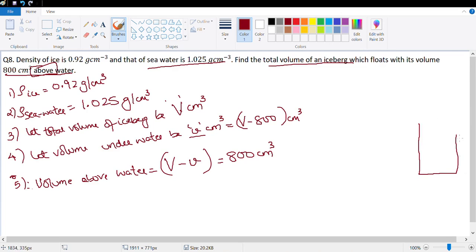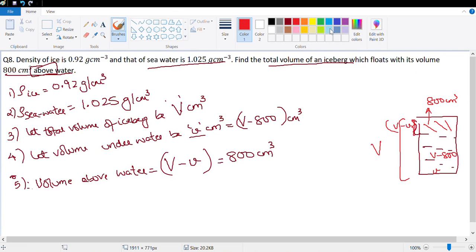In case you want to understand this with the help of a diagram, this volume here, which I am marking with red color, is 800 centimeter cube. The total volume is V. This volume is V minus 800. We can also write it as small v. And this volume is capital V minus small v, which is 800. That's for our understanding. Now let's apply it in the formula.